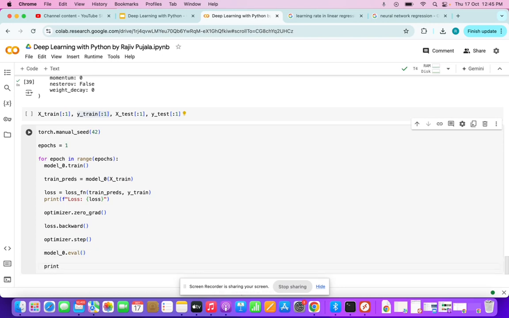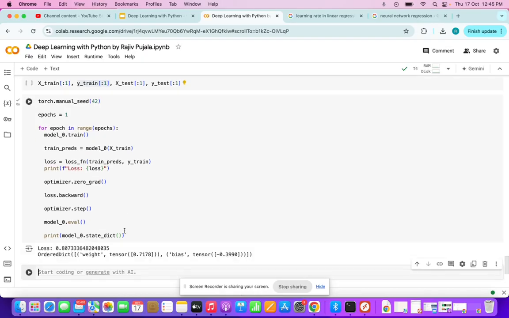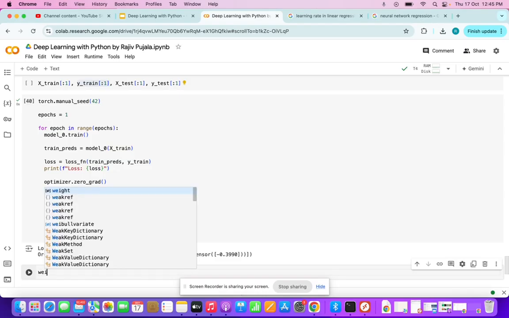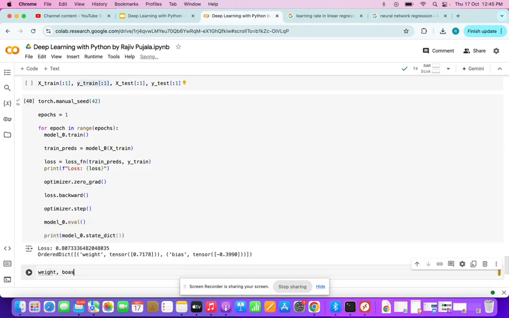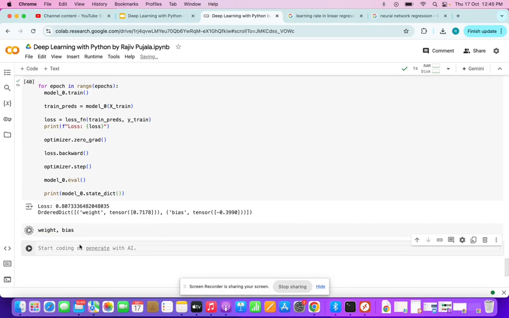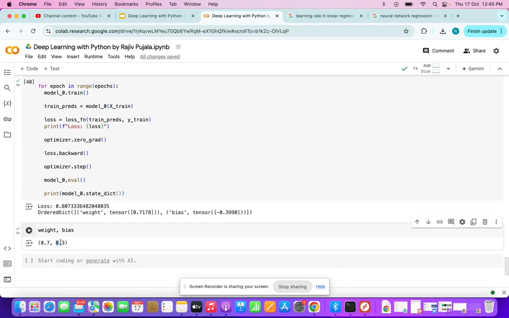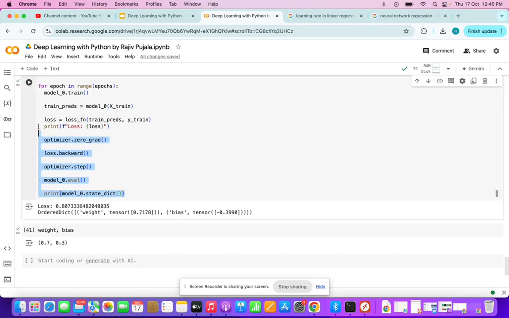So let's print model 0 dot state dict. This is one of the ways where you can see the values. Right now the value is 0.117, the tensor is this one. Our original values for weight and bias are 0.7 and 0.3.